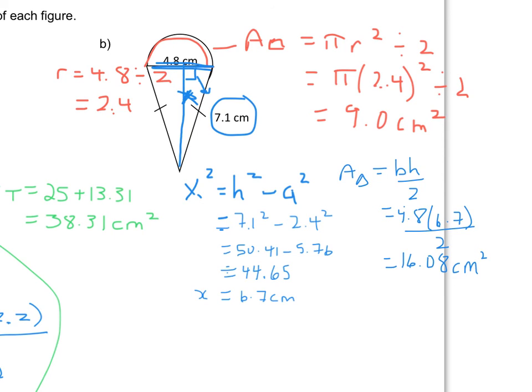All right, now I want to add those two areas together. So I've got my total area, my area of total figure is going to be the semicircle on the top plus the triangle on the bottom. And when we add those together, we get 25.08. 25.08 centimeters squared. All right.